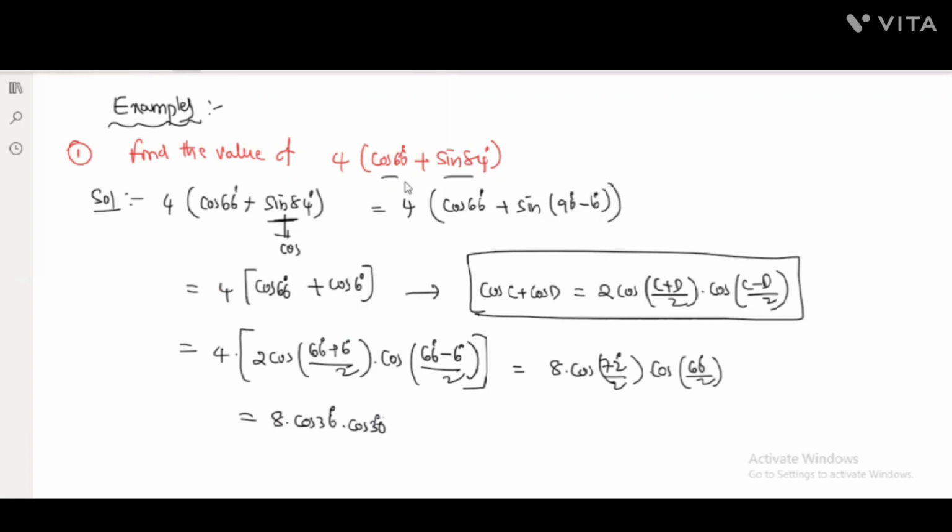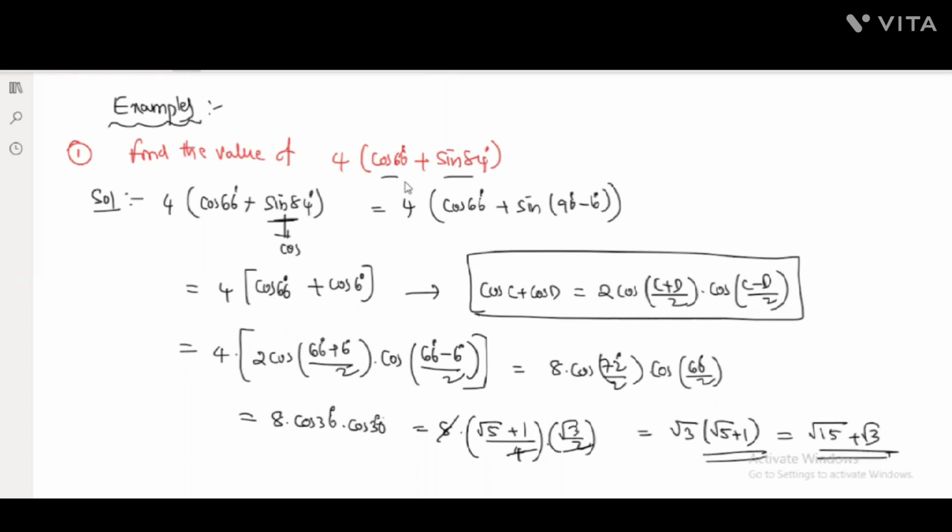So the cos 36 degrees value is what? 8 into (root 5 plus 1) by 4. This we have discussed in the previous part. Into the cos 30 value, which is root 3 by 2. So here the 8 and the 4 and 2 get cancelled, and you'll get root 3 into (root 5 plus 1) as the value of this one. Or we can simplify this some more, like root 15 plus root 3 also. So this is the answer for this question.